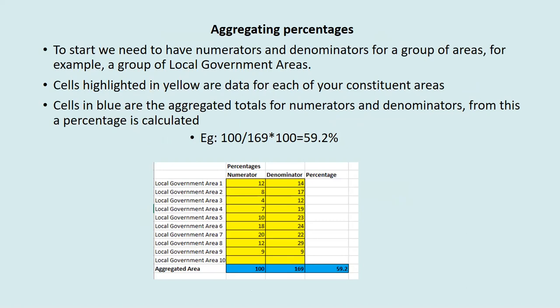percentage will be calculated. So we simply sum the numerators for the areas together. In this example, the aggregated numerators equal 100. Then we sum the denominators for the areas together, and that gives us a total of 169. We now have an aggregated numerator and an aggregated denominator. We then do a simple percentage calculation with the new aggregated numerators and denominators. So 100 divided by the new denominator, which is 169, multiplied by 100. We now have a percentage of the aggregated data, which is 59.2.